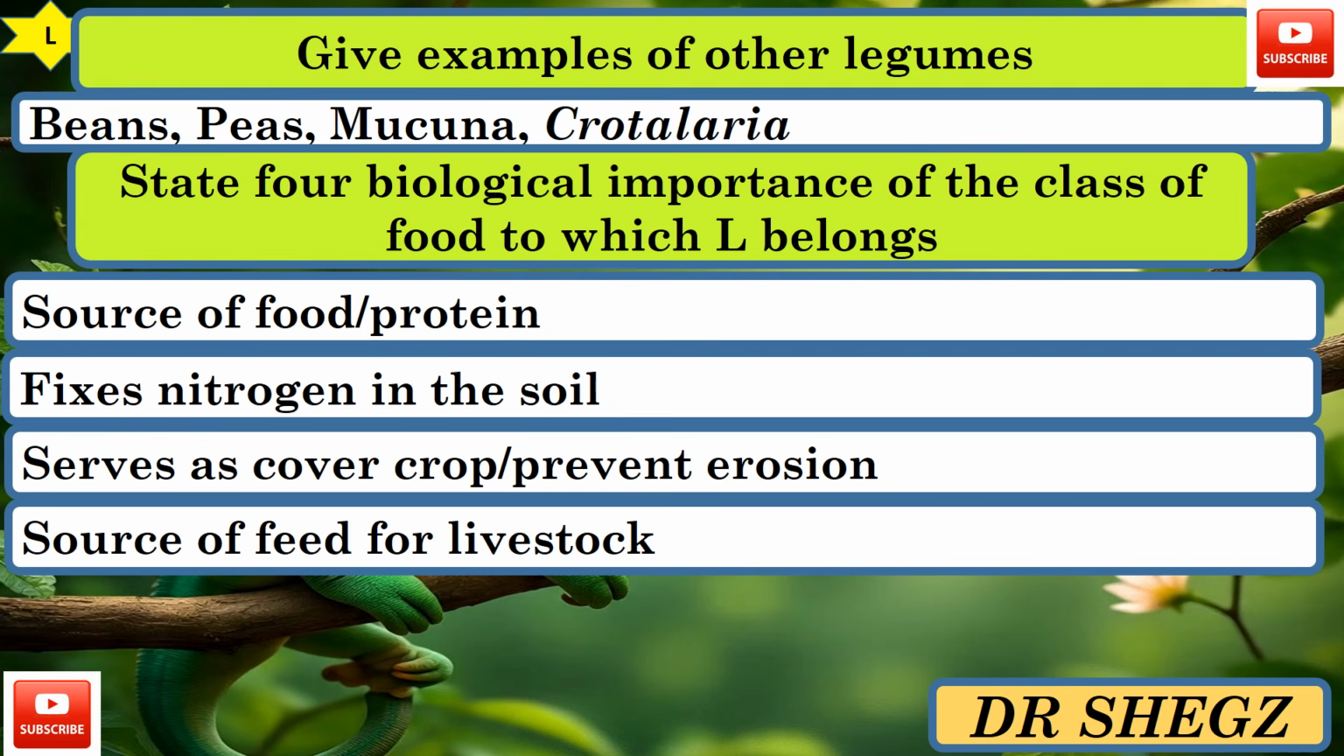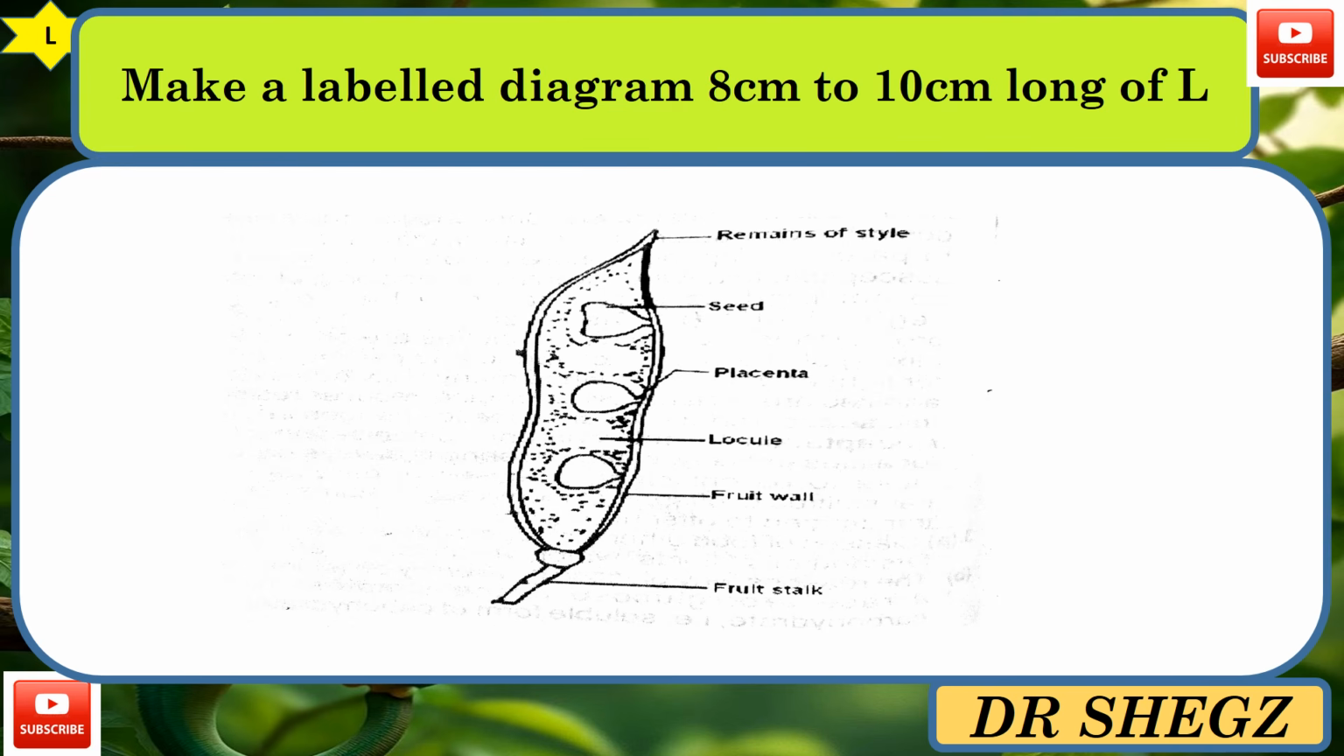For biological importance of the class of food to which L belongs, of course, source of food, it belongs to protein. So source of food, nitrogen fixation, that's one of its very important agricultural uses. Cover crops to prevent erosion, and source of feed for livestock. There is the diagram. Remember title and magnification.